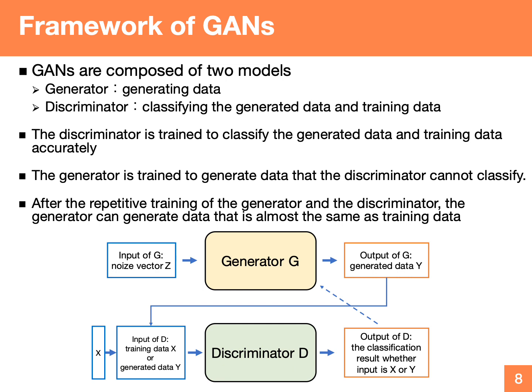We will introduce the framework of GANs. GANs are composed of two models, generator and discriminator. The generator generates data, and the discriminator classifies the generated data and training data. The discriminator is trained to classify the two types of data accurately. The generator is trained to generate data that the discriminator cannot classify. After the repetitive training of the generator and the discriminator, the generator can generate data that is almost the same as training data.